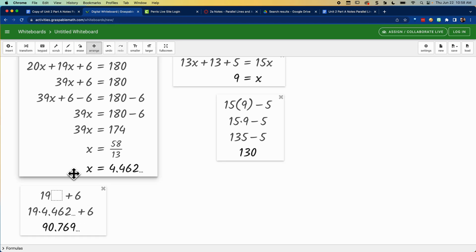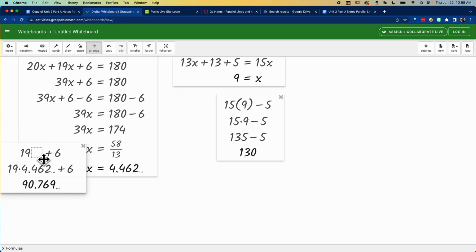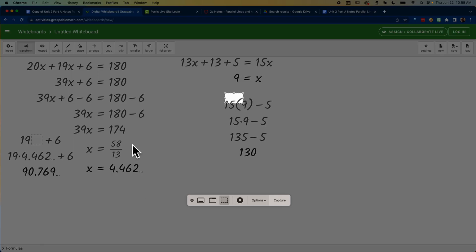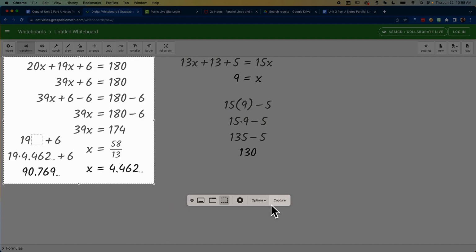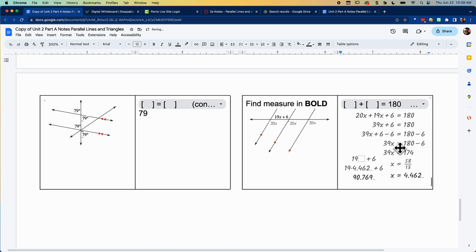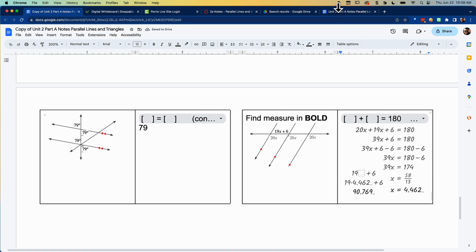So I'm going to move these next to each other, take a picture of them next to each other. There we go. We'll put that in for our last piece. And that's it. That's all the work done.